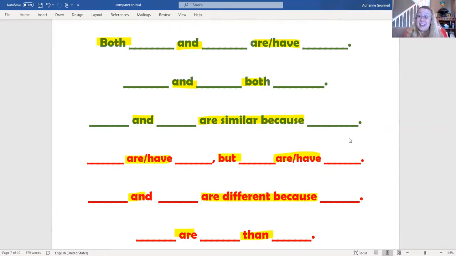I hope you have fun comparing and contrasting different things, and go out today. Impress your family. Tell them, I know how to compare and contrast. Let me show you. When I compare, I tell about how things are the same. And when I contrast, I tell about how they're different. Use some of the sentence frames to help your family learn about comparing and contrasting.